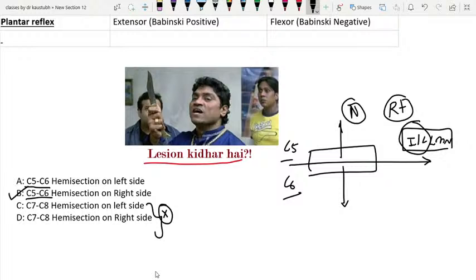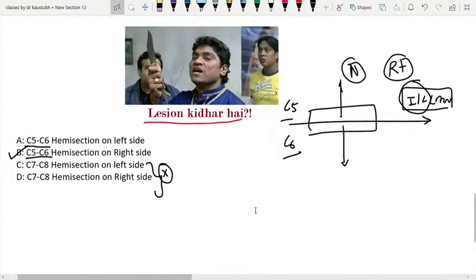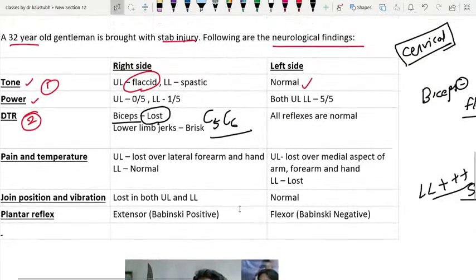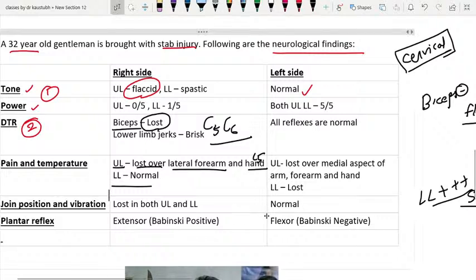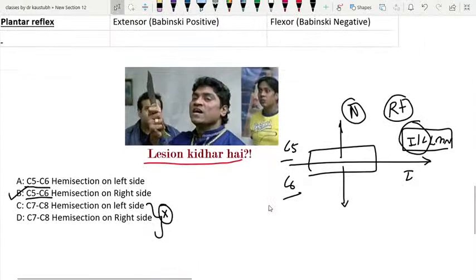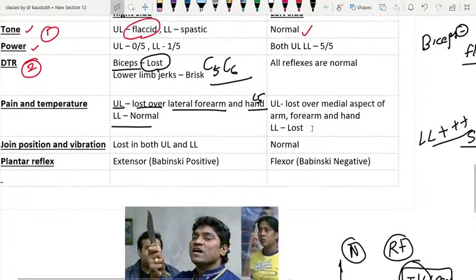But now let's try to get that whether all our combinations of Brown-Séquard syndrome are getting fulfilled or not, right? Pain and temperature, upper limb में lost over the lateral forearm and hand. Tell me, upper lateral forearm and hand, what is that level? C5, right? Lower limb is normal, absolutely fine. On the right there is ipsilateral spinothalamic tract involvement, again C5 से आ रहा है, right?